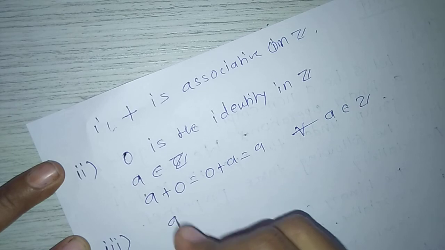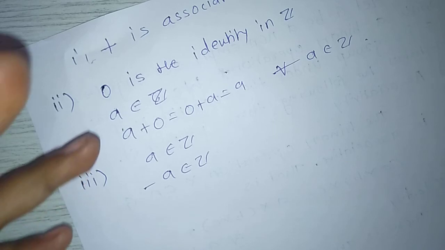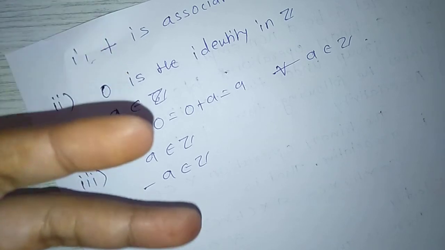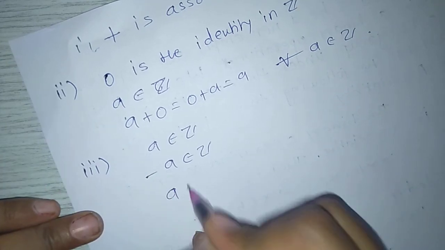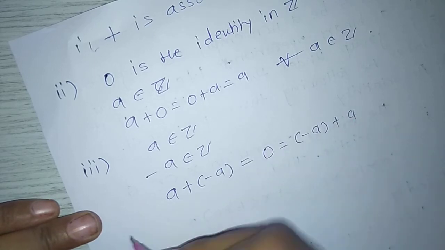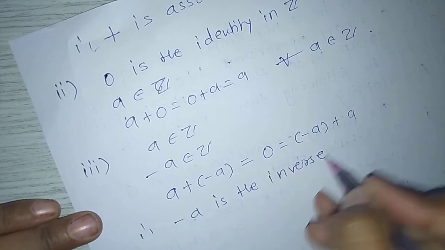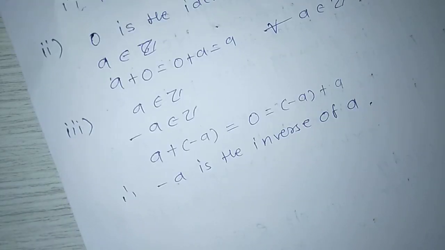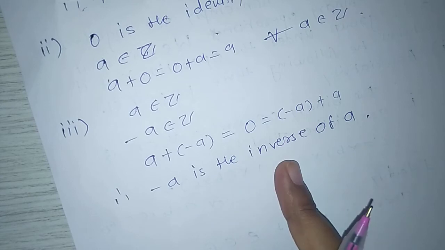Third, A belongs to Z, also minus A belongs to Z, means 1 belongs to Z, minus 1 belongs to Z, 2 belongs to Z, minus 2 belongs to Z. Similarly, A belongs to Z, minus A belongs to Z. Therefore, we get A plus of minus A equal to 0, which is equal to minus A plus A. Therefore, minus A is the inverse of A. Here we get addition is associative, also 0 is the identity in Z, minus A is the inverse of A, addition is binary operation on Z.